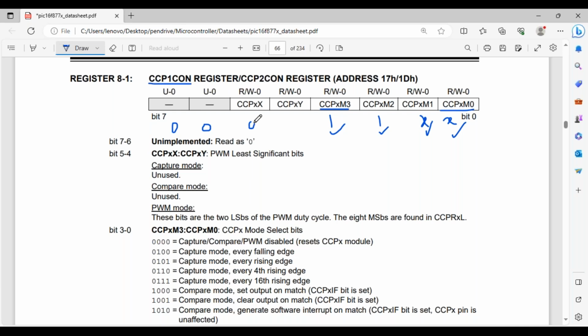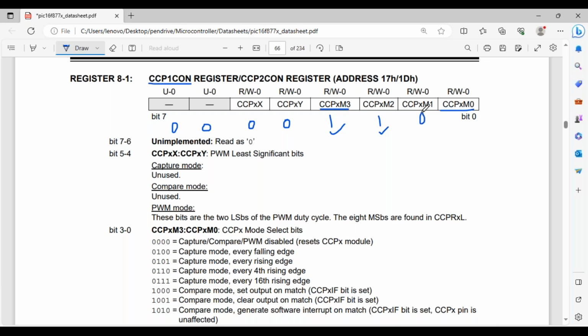Then CCPXX and CCPXY are also used for the PWM module itself. But initially those are also 0 and 0, so I'm going to retain that 0 and 0. So I have to write CCPXM3 and CCPXM2 with 1 and 1. The other two bits are don't care bits. Let me have those don't care bits be 0 and 0, just for my operation.